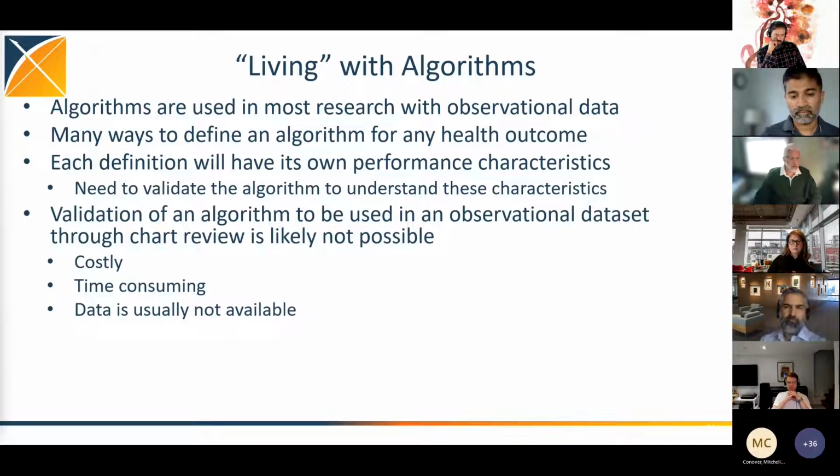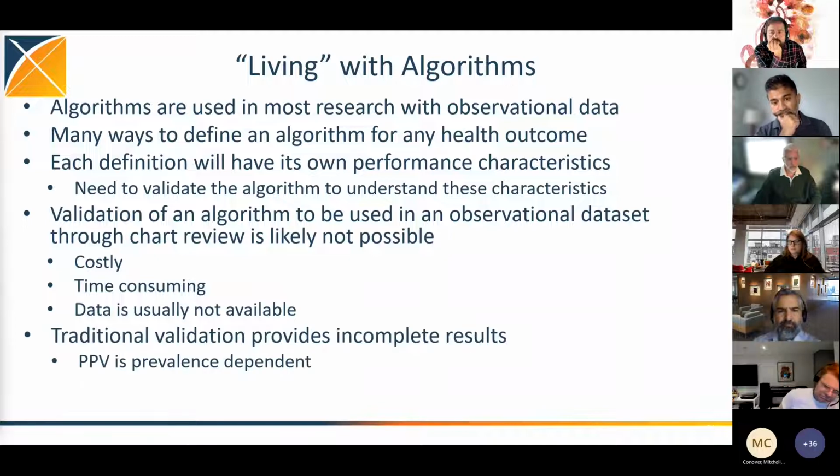So validation through chart review in observational data is costly and time consuming, and the biggest problem is that the data is not usually available. For a lot of our data sets, we can't get at the chart review. And traditional validation provides incomplete results, mostly positive predictive value, and that's prevalence dependent, as we showed before.